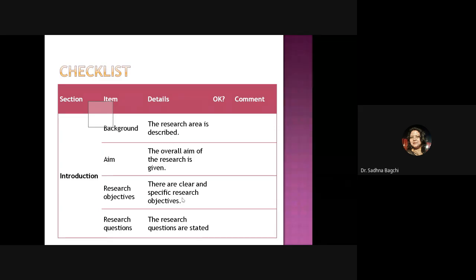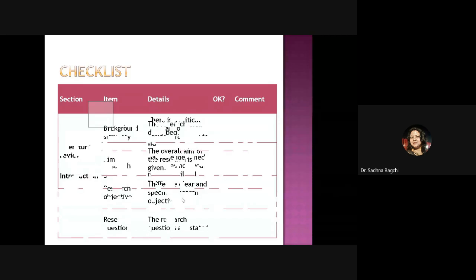The next portion is the introduction. This is the second checklist point. The research objectives: there must be a clear and specific research objective. You have to formulate at least clear and specific research objectives to complete your research. Research questions must be stated. I already explained, 20 to 25 research questions. All these research questions must be mapped in your entire research proposal.